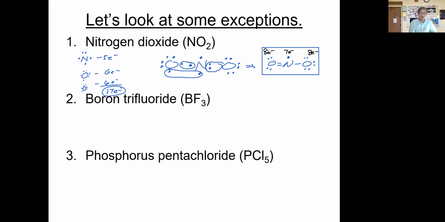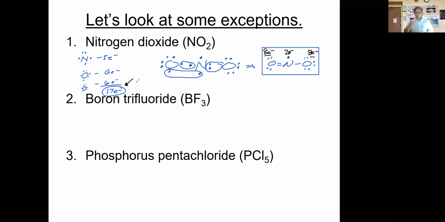What we're saying here is this oxygen has its 8, this oxygen has its 8, and this nitrogen has its 7, individually. But the total number of electrons, if you count it for the molecule, will be 17. So whenever you have a molecule that, when you add up all the valence electrons, you end up with an odd number of valence electrons, one atom in that molecule will not achieve its octet.